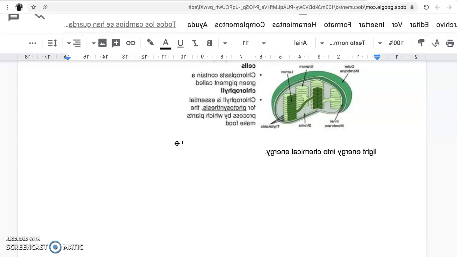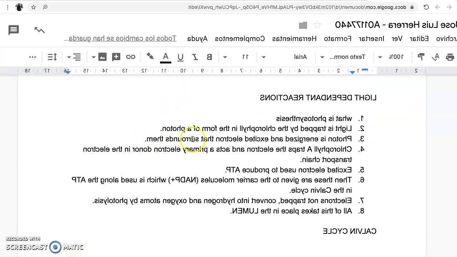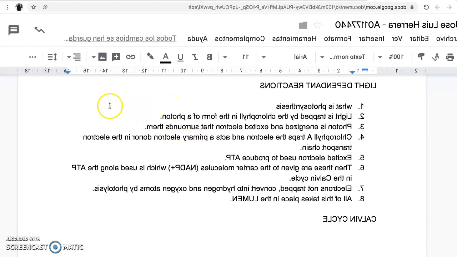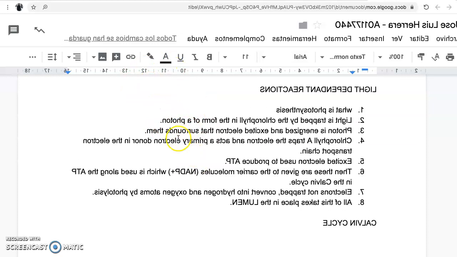I know that I already said a bunch of information, so I have these bullets for you to remember what needs to be answered. This is a little summary of what I have just said and what happens in the light-dependent reactions.